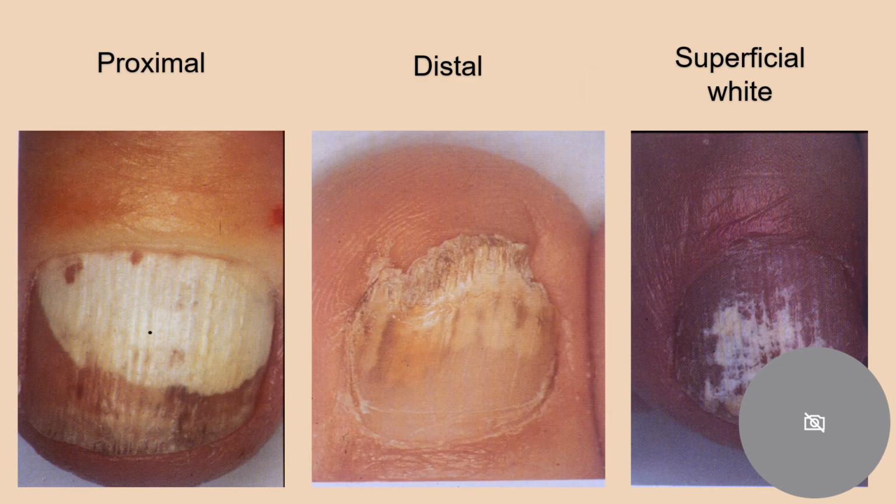Here we can see some proximal subungual hyperkeratosis, which is visualized as this whitish discoloration of the proximal nail. Distally, you can see these flaky and crumbling nails that are lifting, and then you can also get a superficial white surface on the nail.